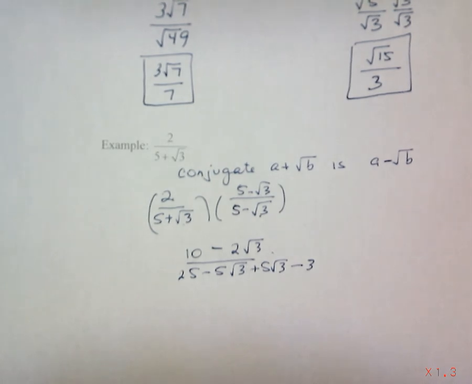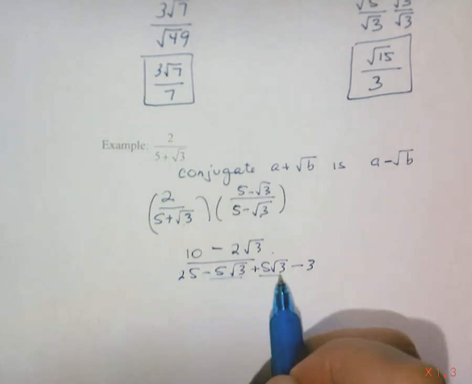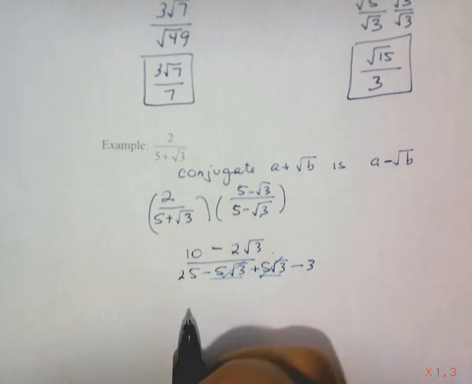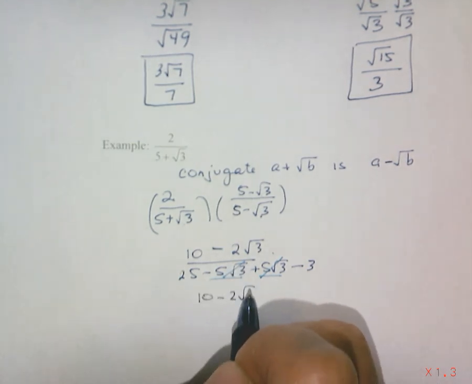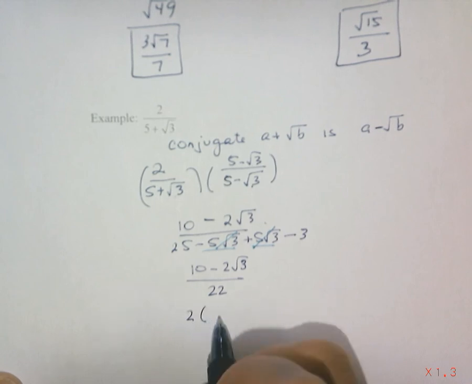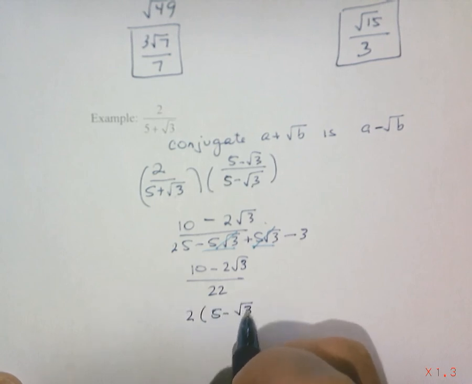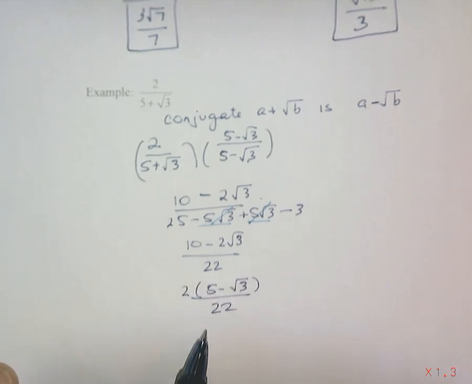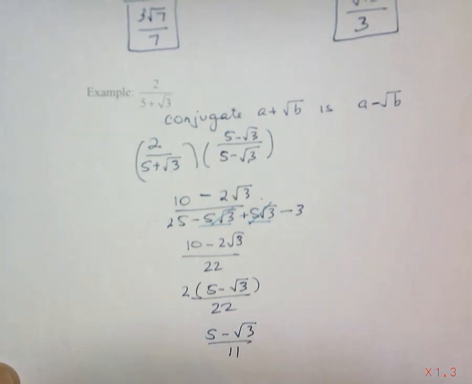And then what will happen, let me get a different color, this term and this term are always going to be 0. So this gives me 10 minus 2 square roots of 3 over, 25 minus 3 is 22. You can factor a 2 out of the numerator. So 2 times 5 minus the square root of 3 over 22. This 2 and this 22 will reduce. So you get 5 minus the square root of 3 over 11.